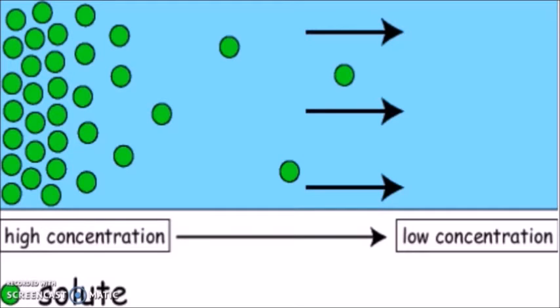So as you guys remember, diffusion is the movement of particles from an area where there are many of them to an adjoining area where there are very few of them. So as you guys recall, this is a movement from high concentration to low concentration.